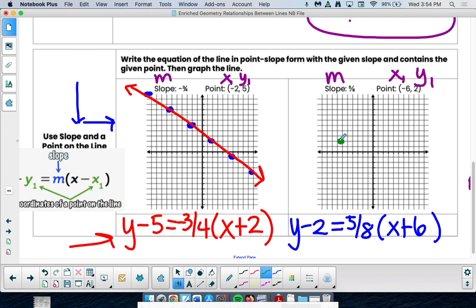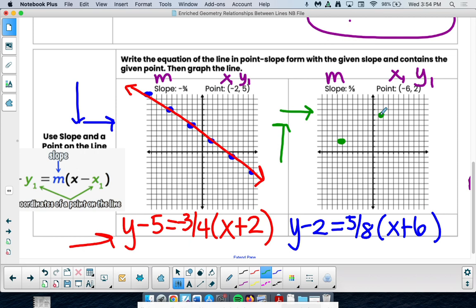So somewhere right there-ish. Nice, slope is up 5, right 8. So up 5, right 8. Here we go: 1, 2, 3, 4, 5. 1, 2, 3, 4, 5, 6, 7, 8. And I think that's all we can fit on here, folks.